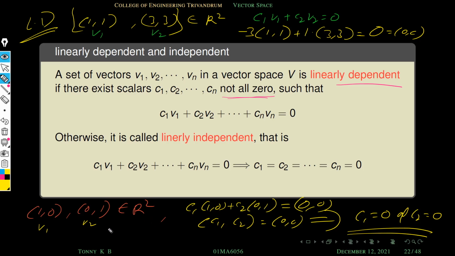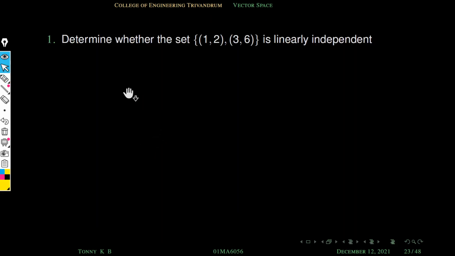So that's why this is not linearly dependent, or we can say that this is linearly independent. So this is the idea of linearly independent. Okay, first problem. Determine whether the set {(1, 2), (3, 6)} is linearly independent or not.